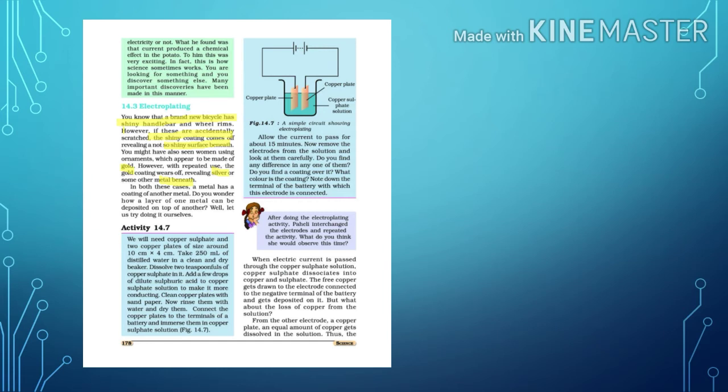Now see, one activity is given to us. For this activity, we need copper sulfate, 2 copper plates, and distilled water in a beaker. In the distilled water we dissolve 2 teaspoons of copper sulfate and add dilute sulfuric acid to the copper sulfate solution so that it becomes more conducting. Now we clean the copper plates with sandpaper, rinse them, dry them, and then connect the copper plates to the terminals of the battery, and immerse them in the solution.